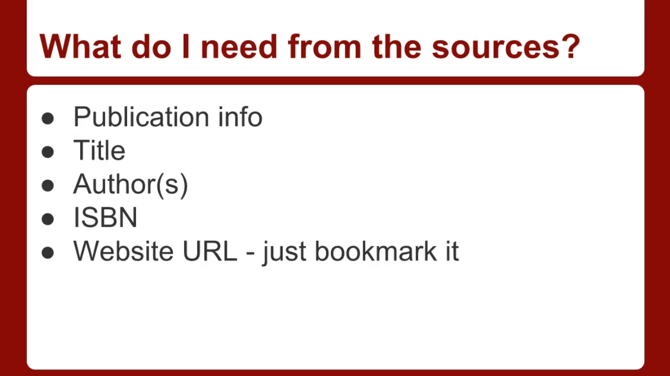So what do I need from the sources? How do I get back to it? There are things that I find in a source, but how do I go back to evaluate it? What do I need from it? So publication info, if it's a book or a magazine or a journal, a title, authors. If you've got the ISBN, that's usually the best, because you can find all those other pieces of information much faster. The website address, the URL, and I would just bookmark it and put it in a folder of bookmarks specifically for my research.